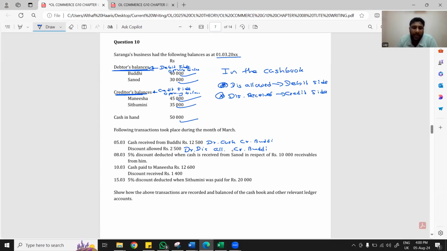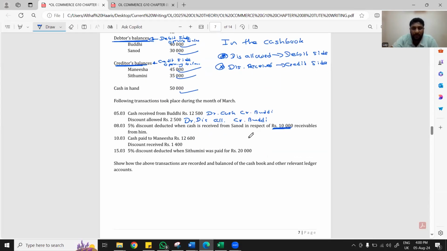5% deducted when cash is received from Sanoth in respect of 10,000 receivable. So for 10,000 receivable, when he is coming to give the money, I have given him a 5% cash discount. So how to write it? This particular adjustment has two things. One is the cash amount that we are getting. The other one is the discount allowed amount.